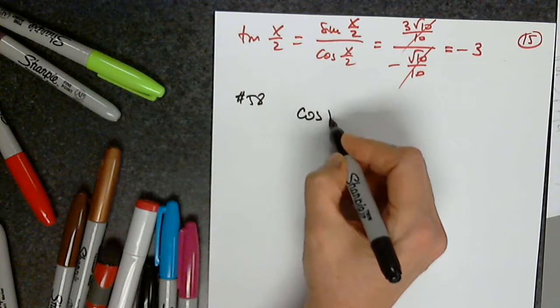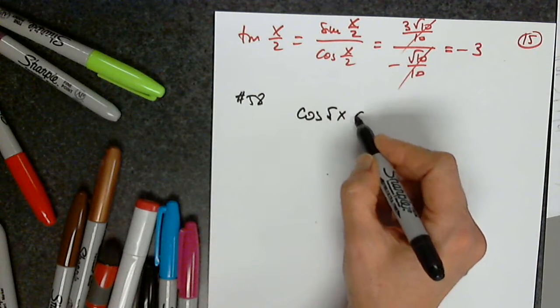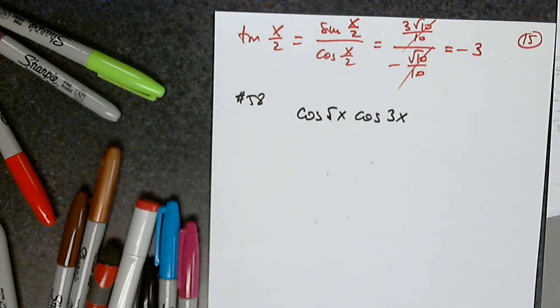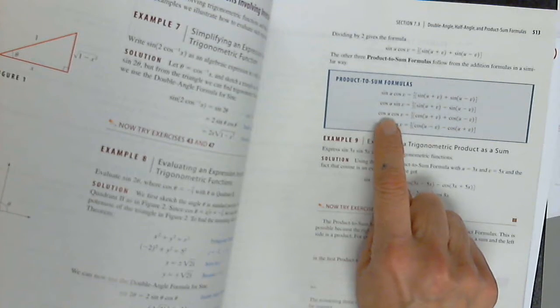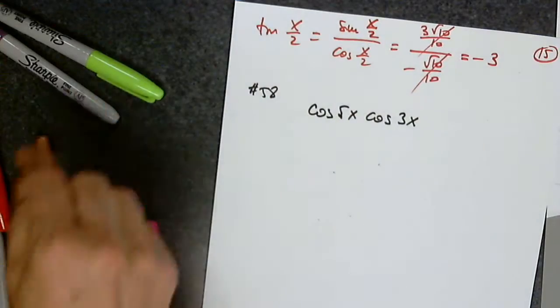We are given cosine 5x times cosine 3x. Okay, let's go to the formula. It is a product or a sum? Product. Right. So product to sum formulas. We want to choose the one that has cosine times cosine. Just this one. Cosine u cosine v is 1/2 times cosine u plus v plus cosine u minus v. Ready? So then 1/2 in front.